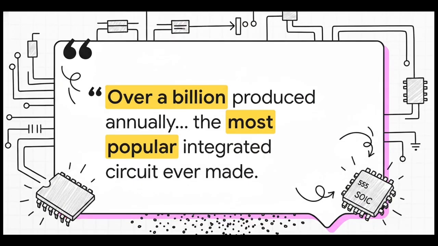This little chip dropped all the way back in the early 1970s, and honestly, it is still dominating modern electronics today. We are talking over 1 billion of these produced every single year. It's widely considered the most popular integrated circuit ever made, pretty much the ultimate industry standard. And today, we're going to find out exactly why.